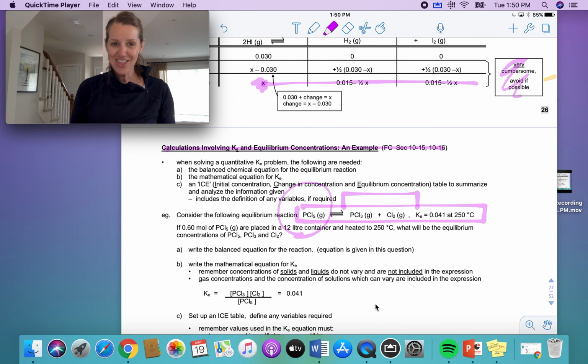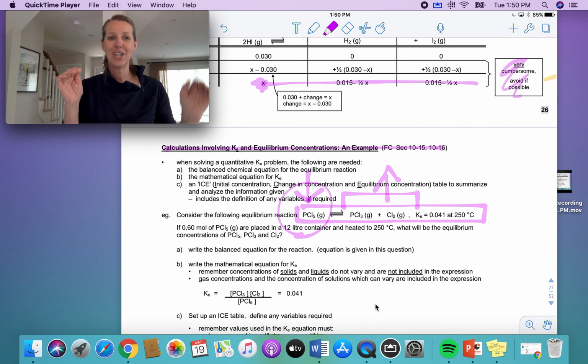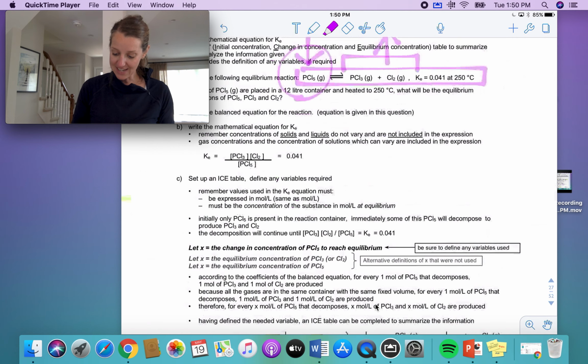So everything on this side of the equilibrium expression is going to go up, and then this one's going to go down so that you reach equilibrium. Once you know the K value, then you can set up your expression with the concentration of your products over the concentration of the reactants and figure out what those concentrations could be. Okay. Set up the ICE table.